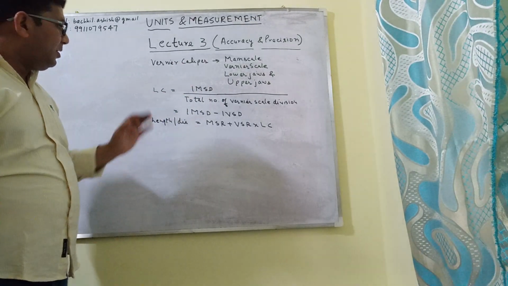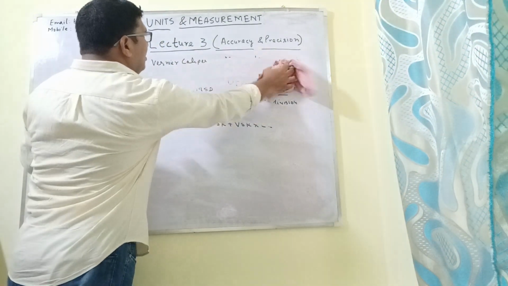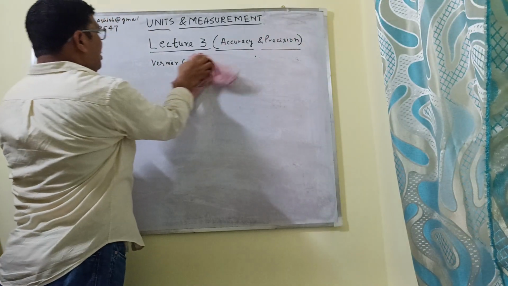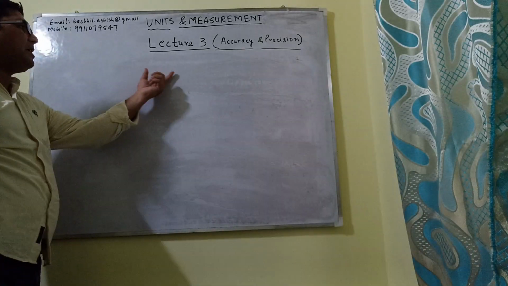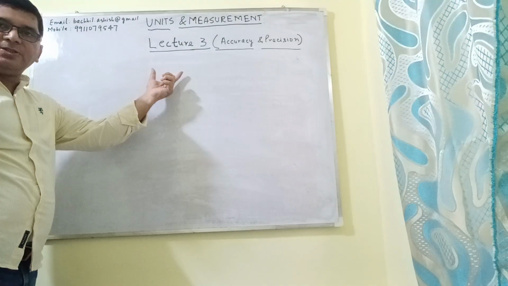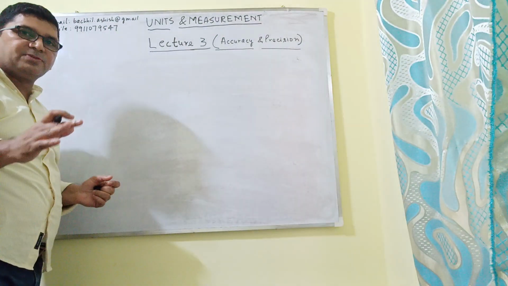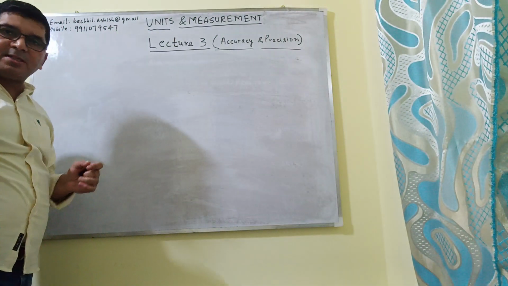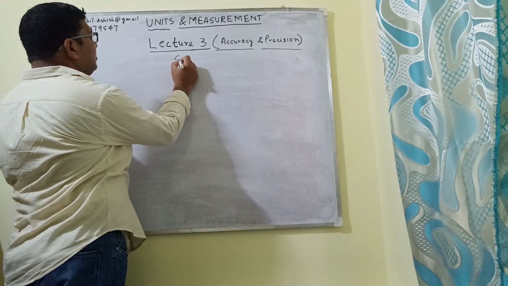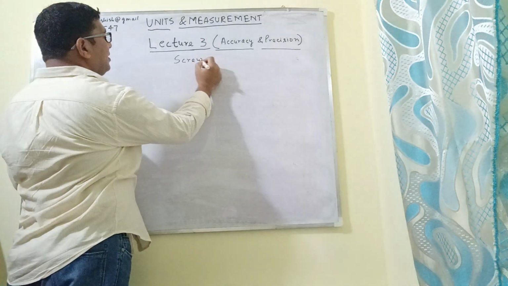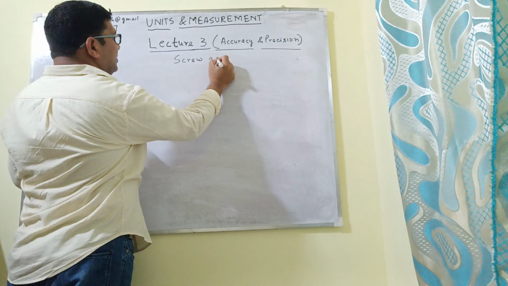And now we will move on to the screw gauge. Here I am not discussing in detail the vernier caliper as an instrument as such. I am just trying to discuss only those parts which are required to understand the basic functioning of that particular instrument. So now I will take up the topic of the screw gauge.